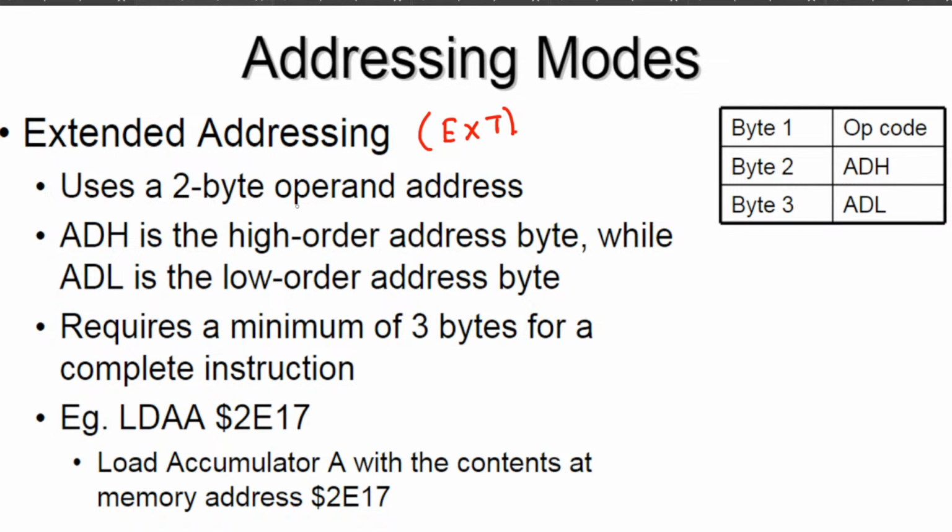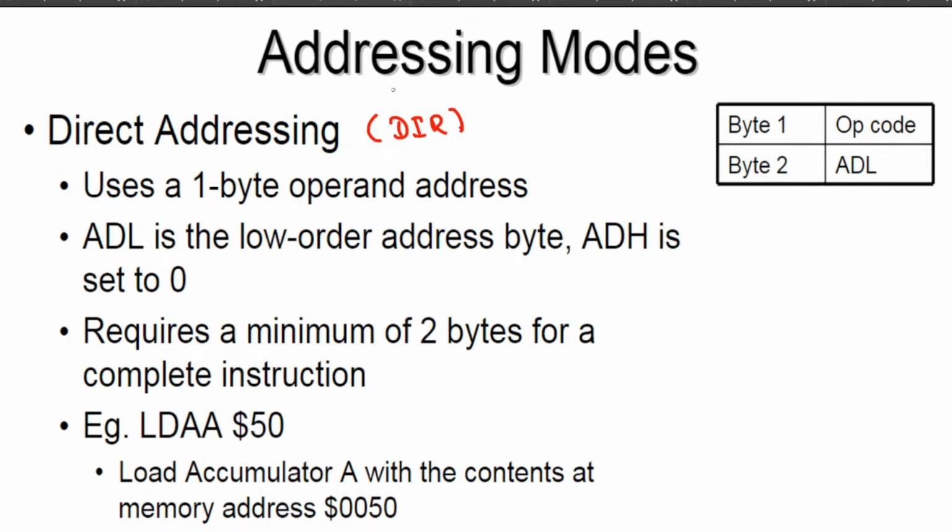So extended addressing uses a 2 byte operand address. Okay, so totally it's going to take 3 bytes, 1 for the opcode, 2 for the operands. ADH is the high order address byte, while ADL is the low order address byte. It requires a minimum of 3 bytes for a complete instruction. Here's the example, LDAA, and it is pointed to an address, because if you see no number sign, that means this is referring to the address. So load accumulator A with contents at memory address 2E17.